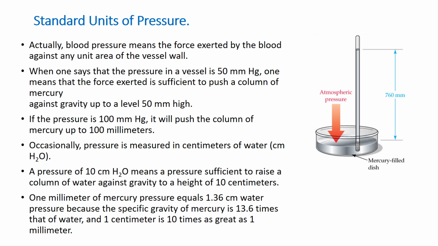Occasionally, pressure is measured in centimeters of water. A pressure of 10 centimeters of water means a pressure sufficient to raise a column of water against gravity to a height of 10 centimeters. 1 millimeter of mercury pressure equals 1.36 centimeters water pressure because the specific gravity of mercury is 13.6 times that of water, and 1 centimeter is 10 times as great as 1 millimeter.